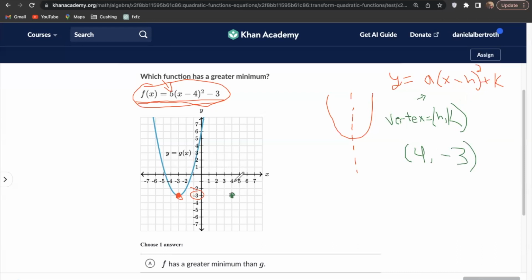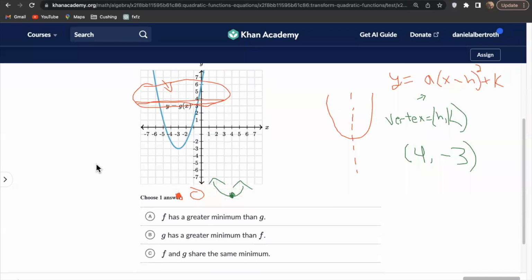I don't know what the intercepts are exactly, but it'll be something like that where it's upward facing. And it looks like these two functions have the same minimum of -3. So I think I'm going to select the option where they have the same minimum. F and G share the same minimum.